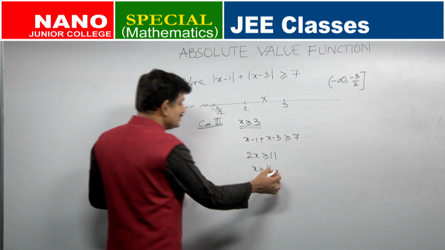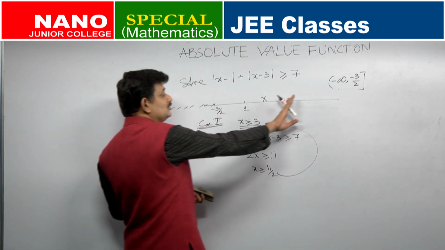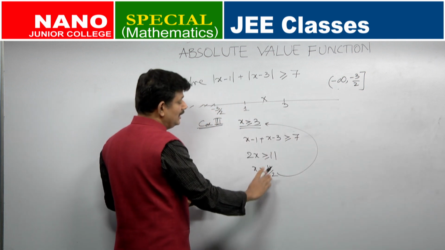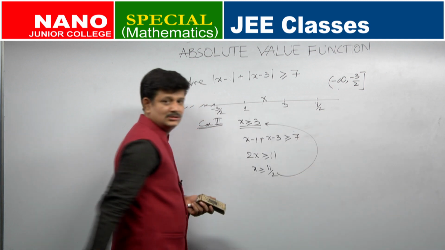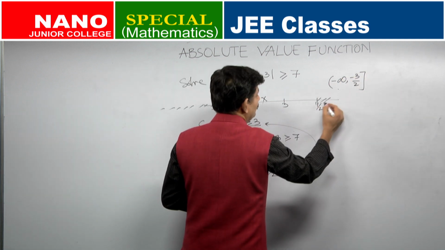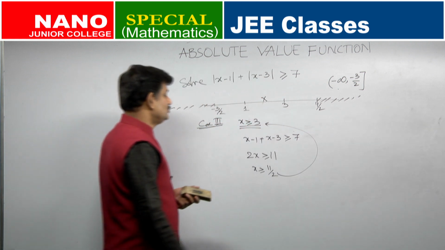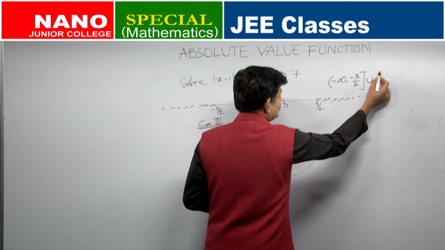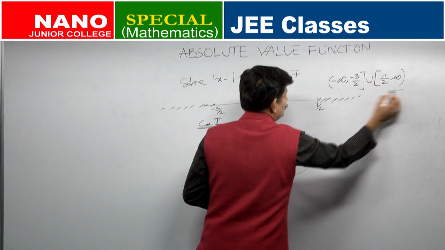Is it part of our assumption? What is our assumption? X greater than or equal to 3, set of all numbers to the right of 3. And what we got? X greater than or equal to 11 by 2. 11 by 2 is how much? More than 5, right? So, it will be to the right of 3. So, I want the set of all numbers from 11 by 2 to infinity. So, what is the contribution from the third case? Set of all numbers from 11 by 2 to infinity.